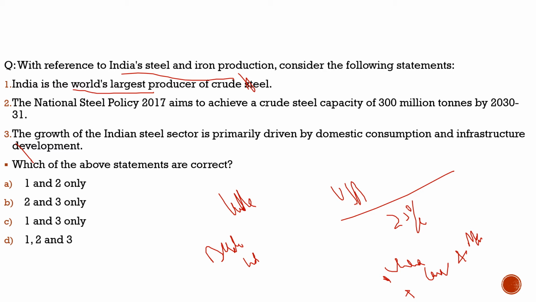Second statement: the National Steel Policy 2017 aims to achieve a crude steel capacity of 300 million tons by 2030-31. 100% correct. Right now our capacity is 145 million tons, and out of 145 million tons, something around 90k tons is our trade with the US.